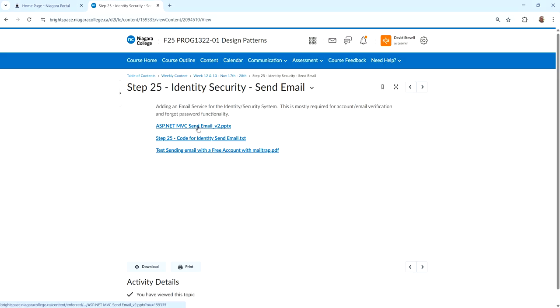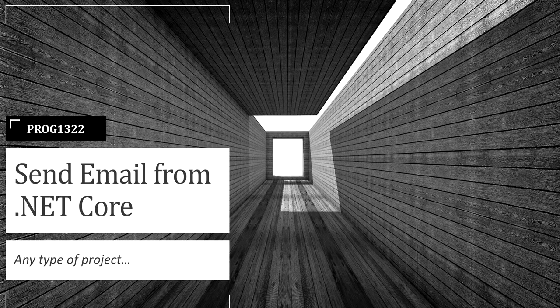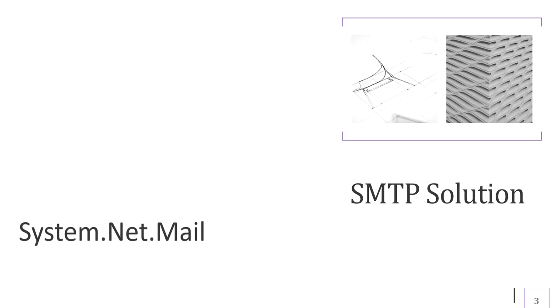So I have a bit of a PowerPoint to talk about it, and then we'll get into a code example as well. And I've got a PDF file here on how to get a free account set up and a very useful utility, you might say, online that we're going to find useful to use as well. So without further ado, let's get into our PowerPoint itself. Okay. So sending mail from .NET Core. Now, as I say here, any type of project, anything you're doing with .NET Core, the same basic approach works, right? So it's not just for ASP.NET MVC.